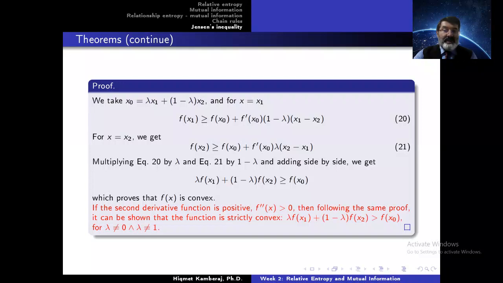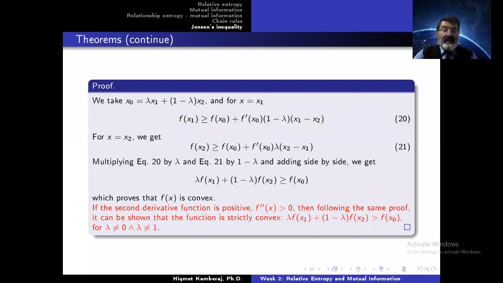Now, about proving the second part of the theorem, if the second derivative function is positive, this means that the second derivative at x is strictly greater than 0. Then following the same lines of proof, it can be shown that the function is strictly convex. So this means that lambda f of x1 plus 1 minus lambda f of x2 is rigorously greater than f of x0 for lambda different from 0 and lambda different from 1.